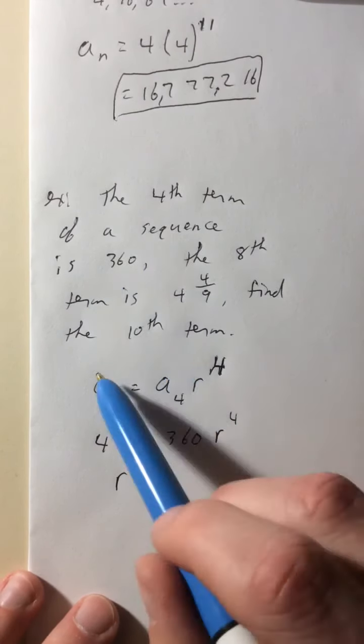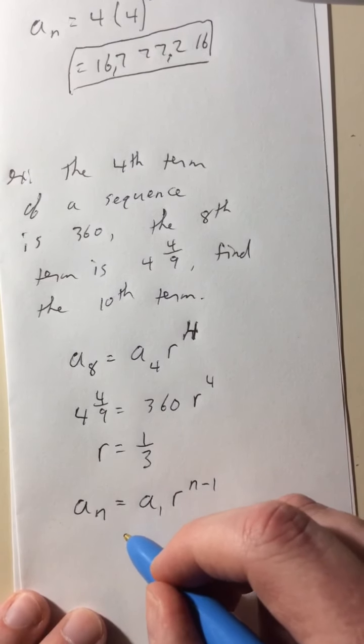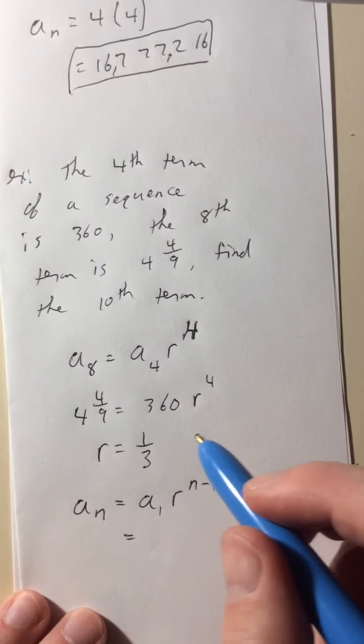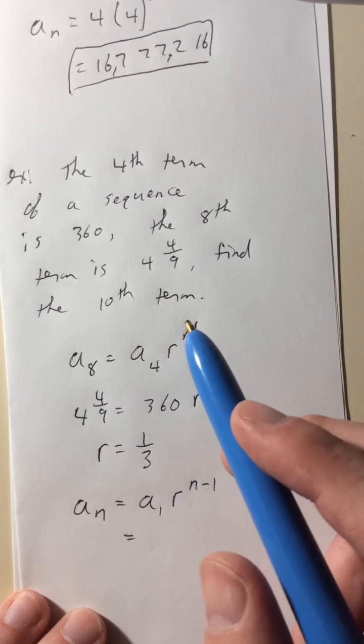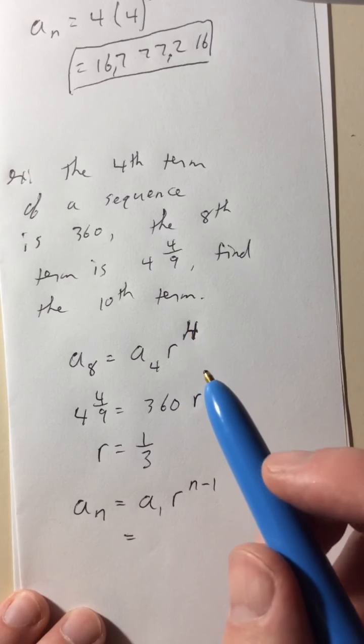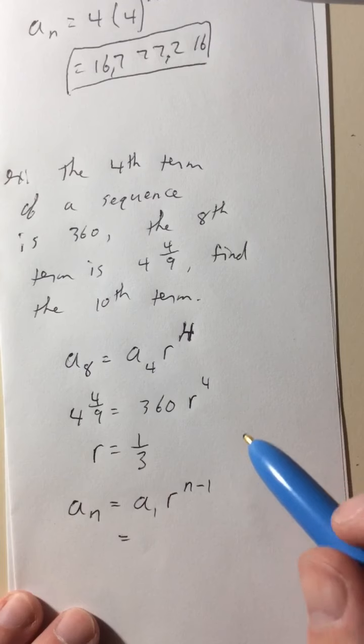All right. So now I go back to the generic formula that we have. We know we have a sub n equals a sub 1 times r to the n minus 1. So then we just plug in the numbers. So actually we need to back up here a little bit, don't we? We need to back up and get our first term here.